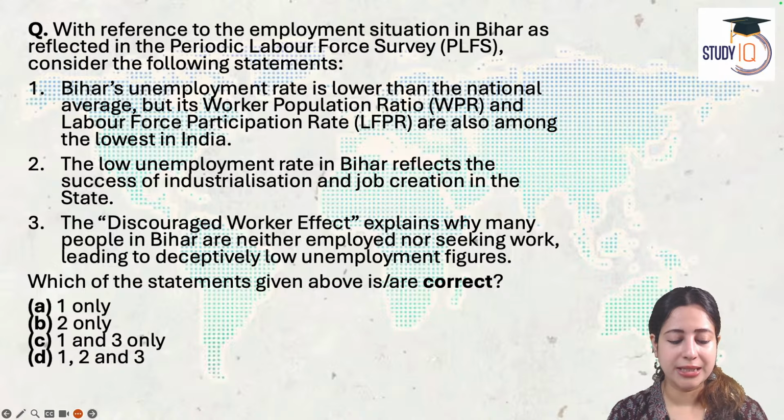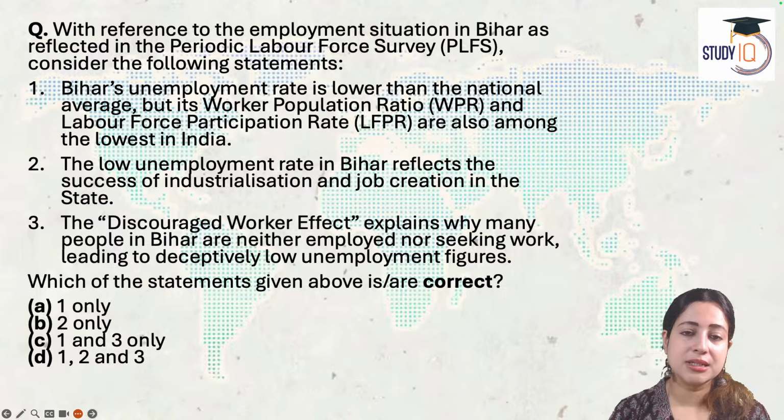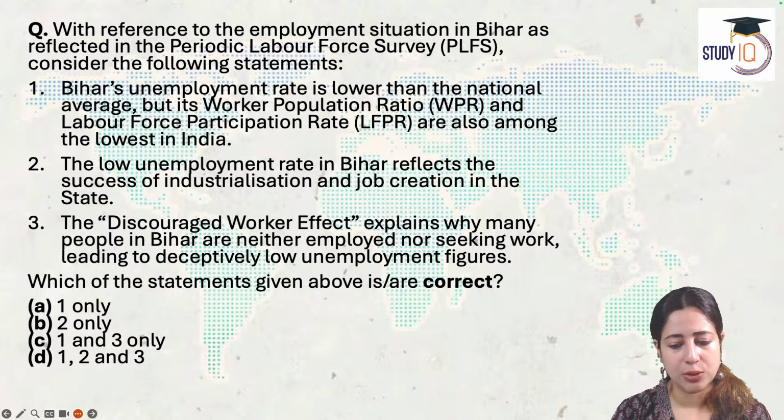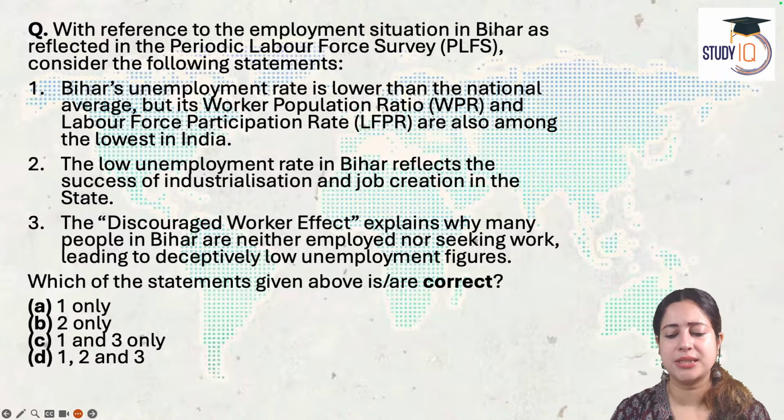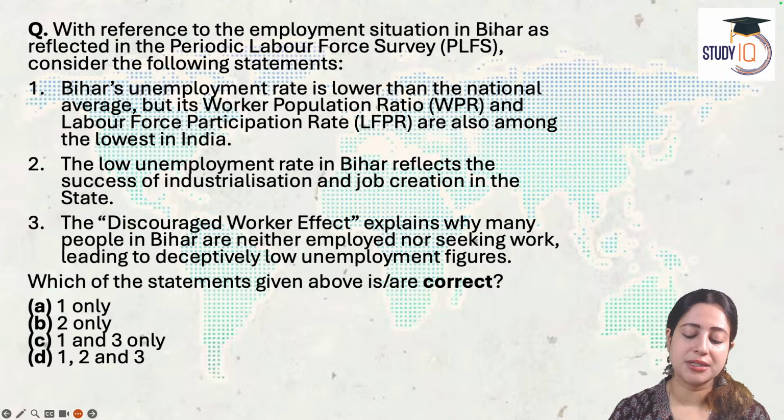Now, the question quickly. With reference to employment situation in Bihar, as it is shown in the periodic labor force survey, look at some statements here. One, Bihar's unemployment rate is lower than national average, but its worker population ratio and labor force participation rate are also the lowest in India. Two, the low unemployment rate in Bihar shows success of industrialization and job creation. Three, the discouraged worker effect.